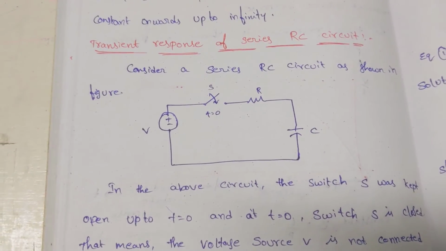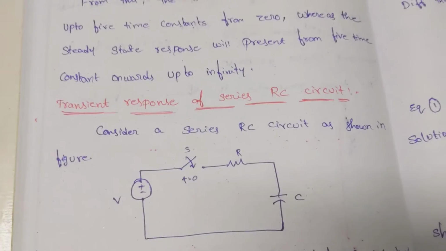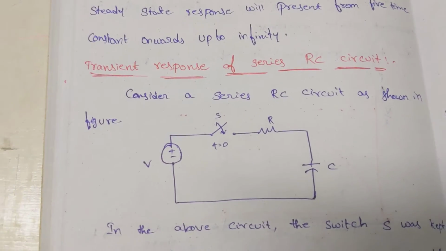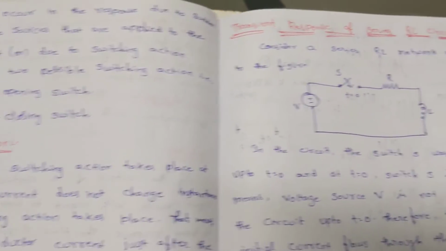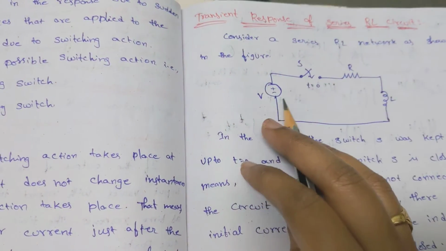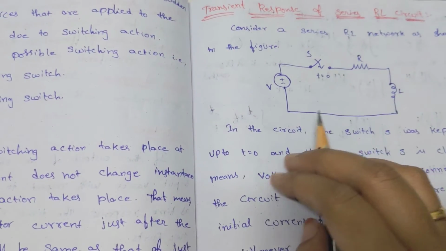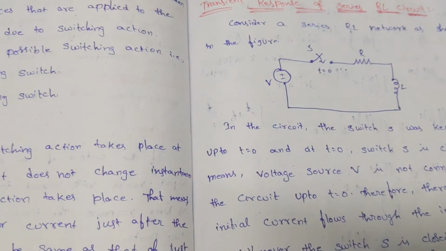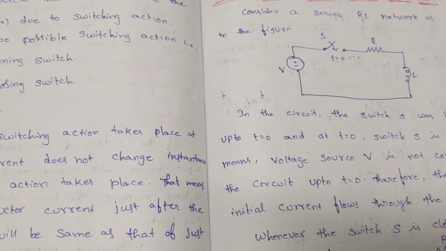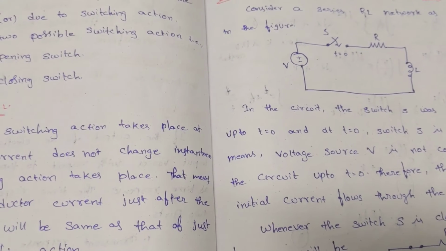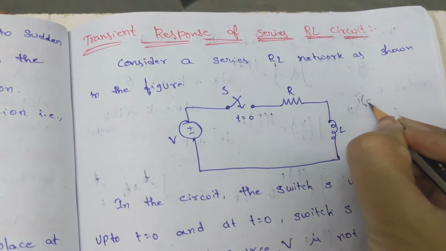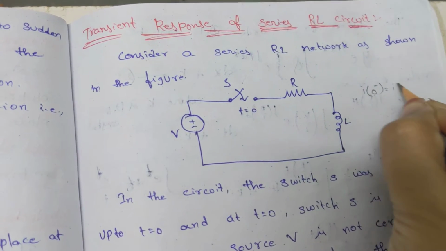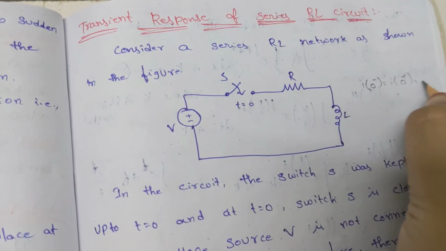Good morning to everyone. In our last video, we already discussed the transient response of the RL circuit. Here we came across what happens when the switch is closed. When the switch is closed, the current starts flowing, and due to the nature of the inductor, it doesn't allow a sudden change of current. That's why I0 minus and I0 plus will be 0.